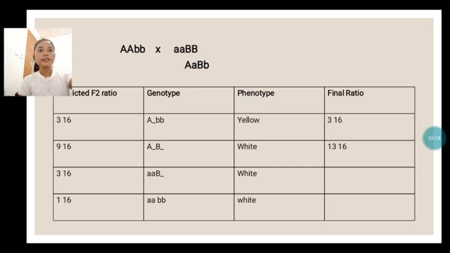By analyzing the final ratio, geneticists can gain insights into underlying genetic principles governing inheritance and make predictions about the likelihood of certain traits appearing in future generations. That's all for my topic.